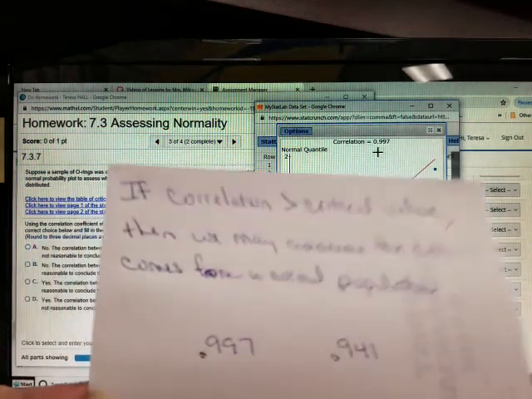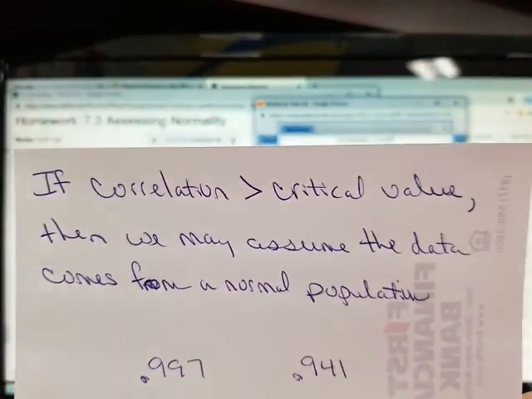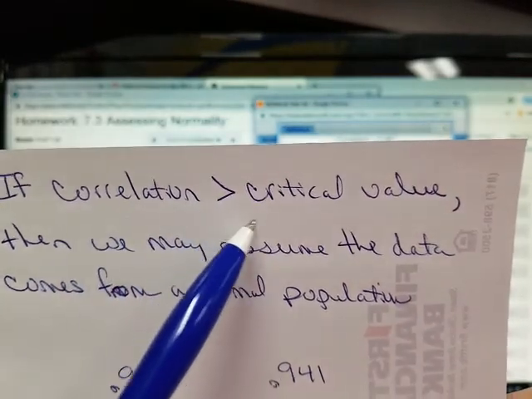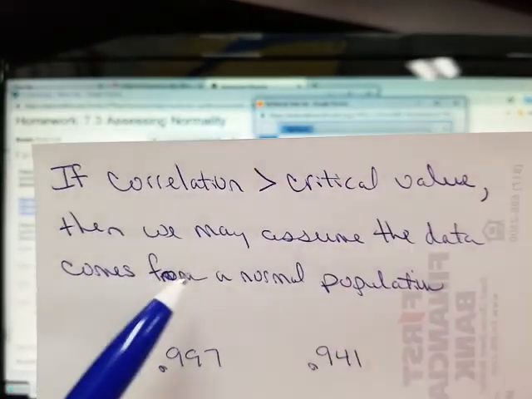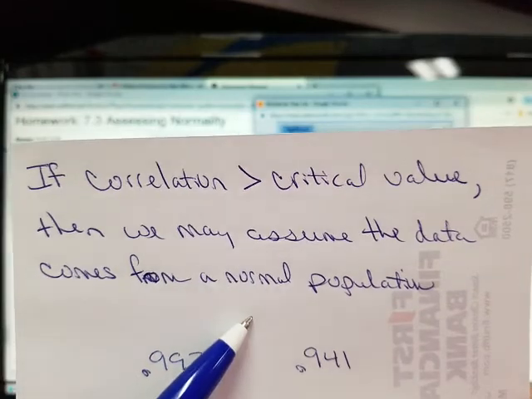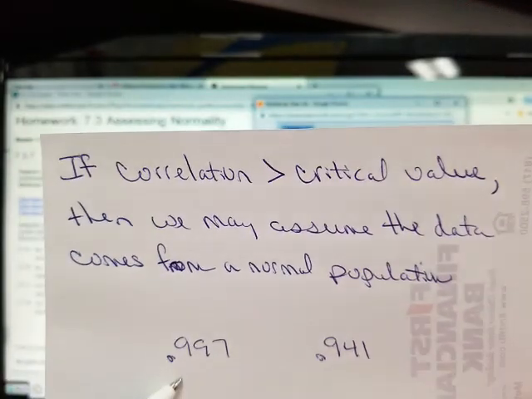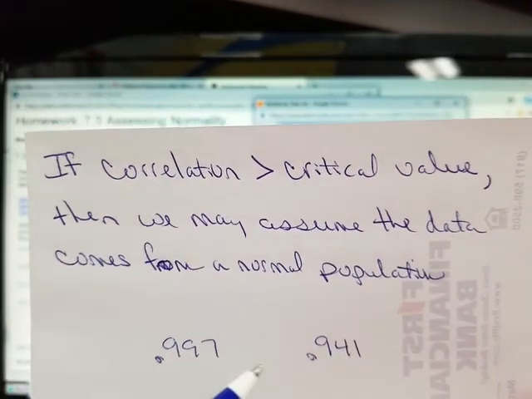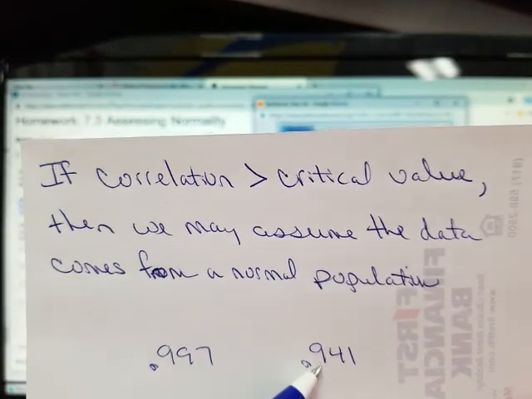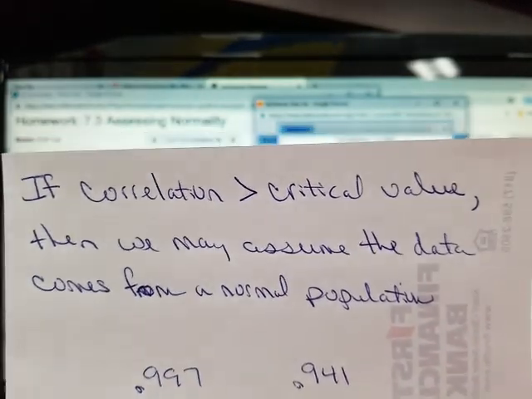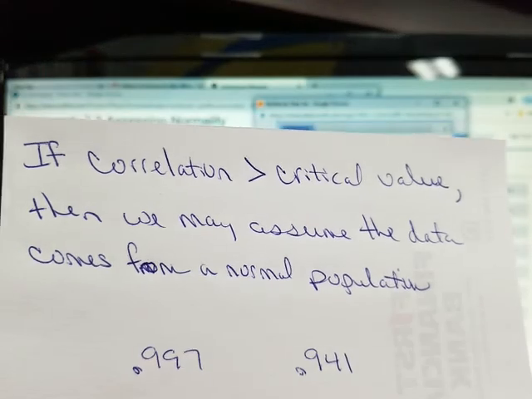Now, here's what I was saying to you a second ago. If the correlation is greater than the critical value, then we may assume the data comes from a normal population. So our correlation is 0.997. That is greater than the critical value of 0.941. Therefore, we may assume the data comes from a normal population.